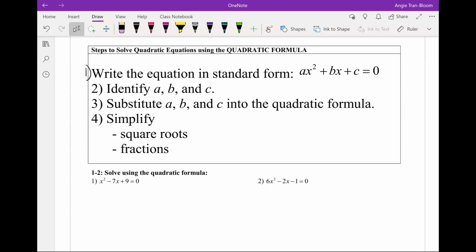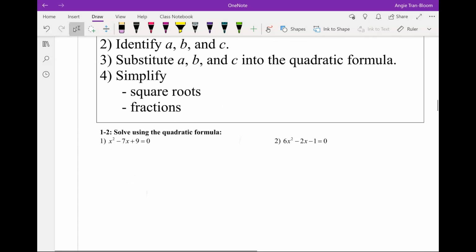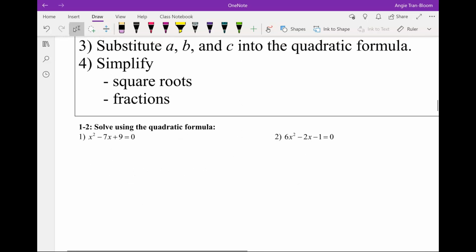Question 3, please. Beautiful. Megan, number 4, please. Beautiful. So we have 2 examples today. Example 1 and 2. Direction says, solve using the quadratic formula. I'm going to ask you to write the answer in exact form and then decimals.